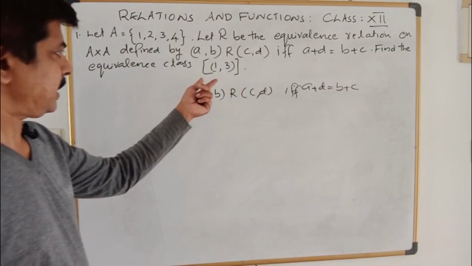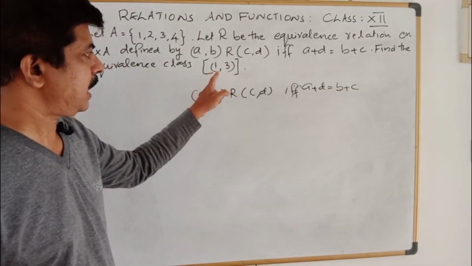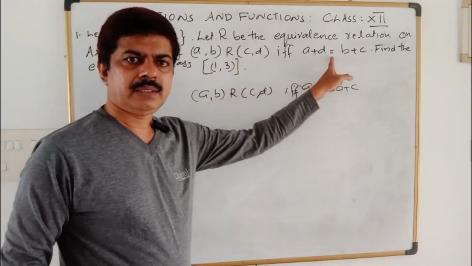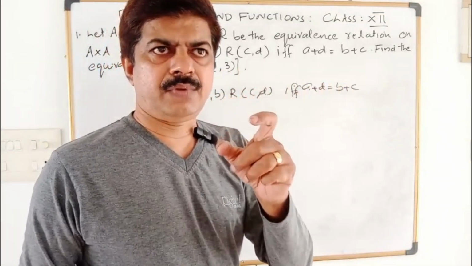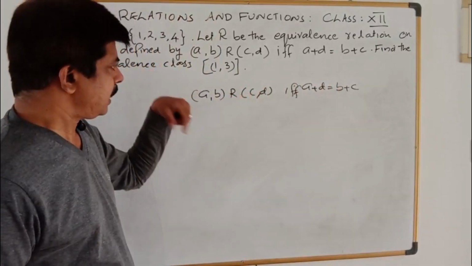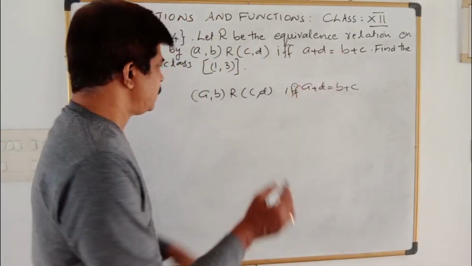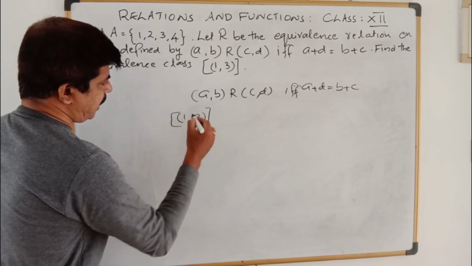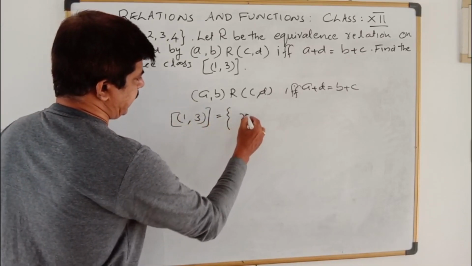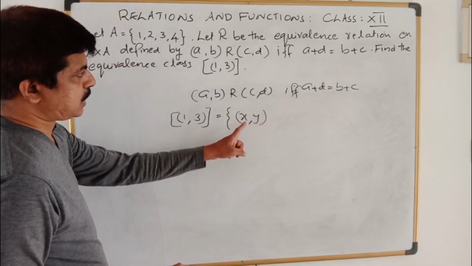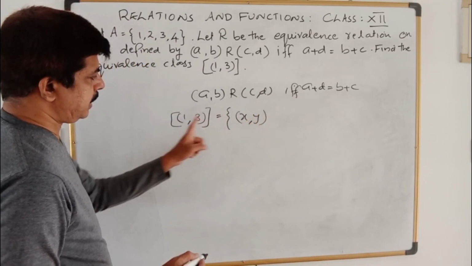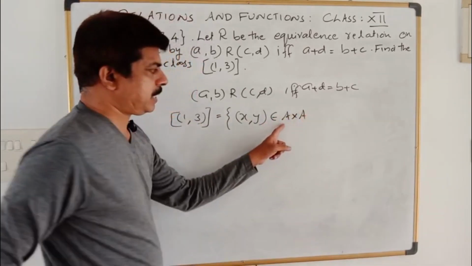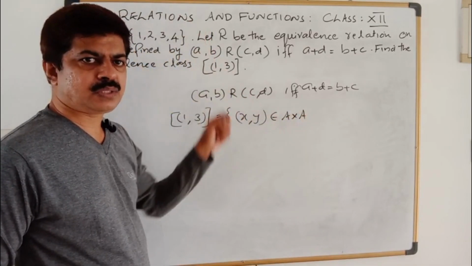We have to select all the ordered pairs which will be related to (1, 3) under this rule. From A cross A, we have to select the ordered pairs which are related to (1, 3) under this rule. So the equivalence class containing (1, 3) is equal to the set of (x, y), where let us take this is a, this is b, this is c, this is d, belonging to A cross A. All the ordered pairs must be taken from A cross A.